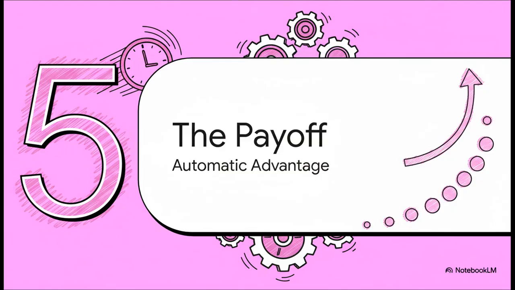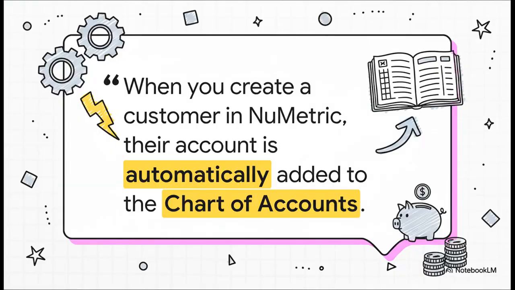Okay, so you've put in all the details, you've navigated the compliance stuff. Now let's talk about the reward, the payoff. Because the second you hit create, NuMetric kicks off this fantastic time-saving feature in the background for you. And this is the part that's just a total game changer. The moment you create that customer, NuMetric automatically and seamlessly adds them to your chart of accounts. What does that mean for you? It means you can say goodbye to tedious double entry just to keep your books straight.